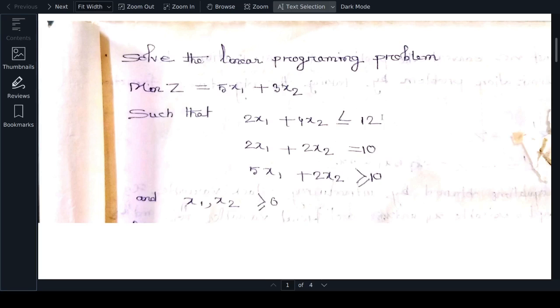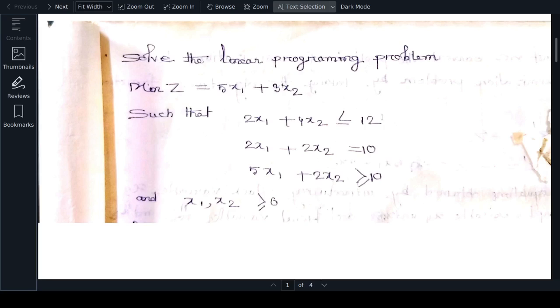Yes, for the second constraint we use an artificial variable. Okay, and for the third constraint we use what? Surplus variable and artificial variable. Surplus variable as well as the artificial variable. Why we use them? You will remember, for getting the identity matrix or unit matrix.